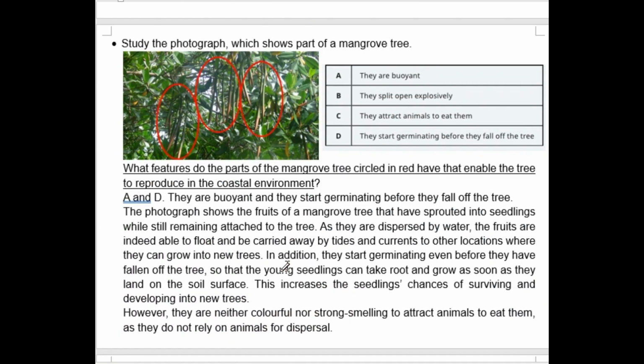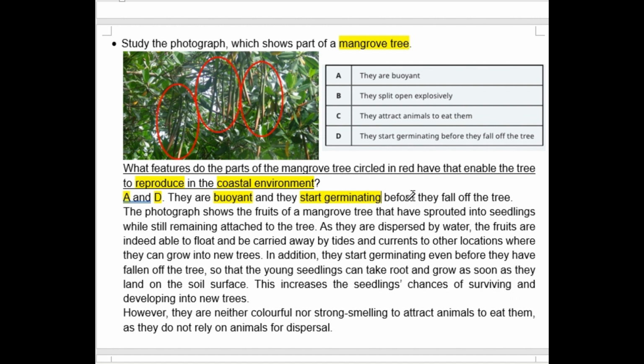Study the photograph, which shows part of a mangrove tree. What features do the parts of the mangrove tree, circled in red, have that enable the tree to reproduce in the coastal environment? A and D. They are buoyant and they start germinating before they fall off the tree.